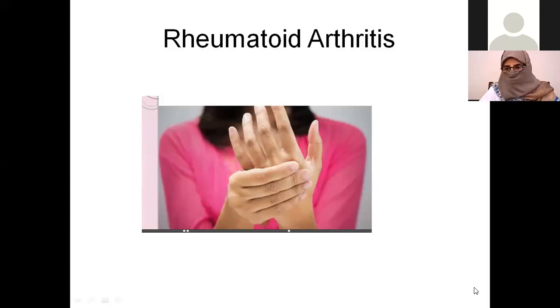Osteoarthritis, although it ends with the term arthritis, was a degenerative disease. Now we are going to talk about another type of arthritis, which is rheumatoid arthritis.